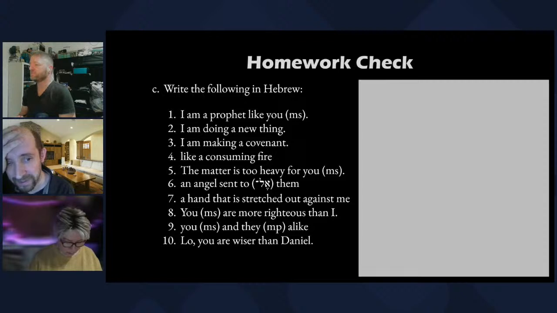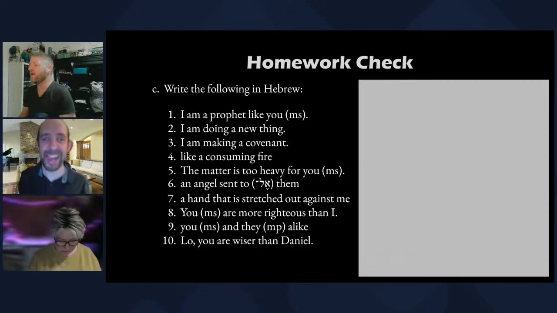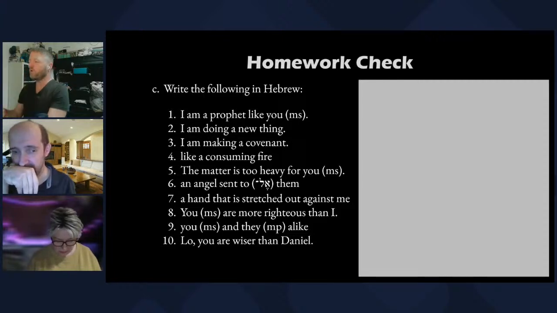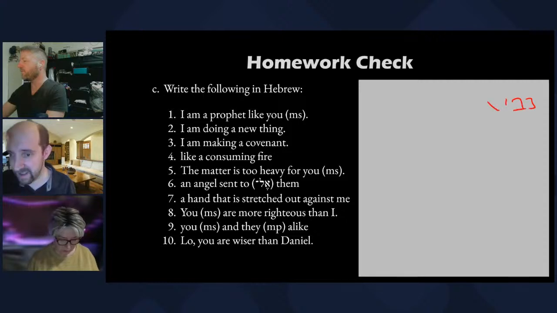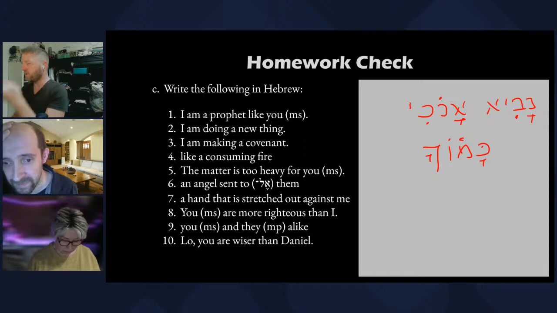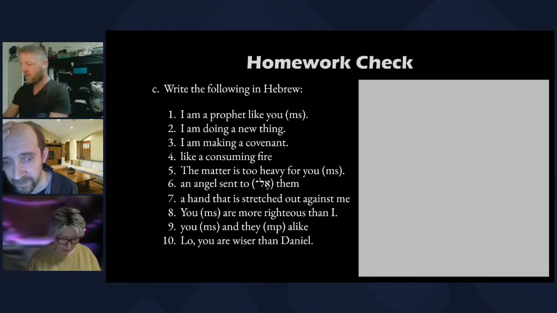Yeah, people aren't going to do this. Maybe I will. I am a prophet like you. How do you say this? I'm a prophet like you. Ani navi kamocha. Ani or anochi, navi kamocha. Or we could say navi anochi, because the word order wants normally to be the predicate noun. Navi anochi kamocha. I'm a prophet like you. Navi anochi kamocha.